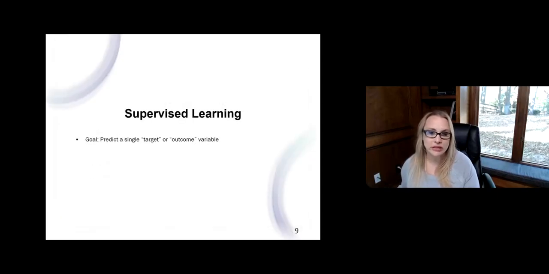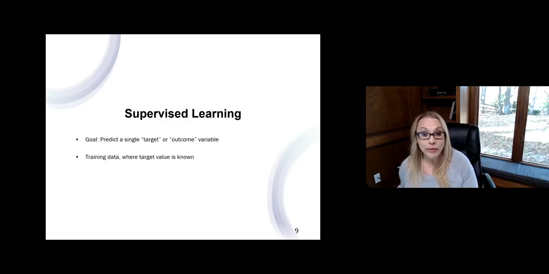So what is supervised learning? The goal is to predict a single target or outcome variable so that we have a defined target variable that we're trying to predict, whether it's binary classification or a continuous variable that we're trying to predict. We will have training data where the target value is known. Therefore, the Y values are known for each case, as well as the X variables that would be used to predict our Y values. We need to have labels to describe our target variable in our training data.